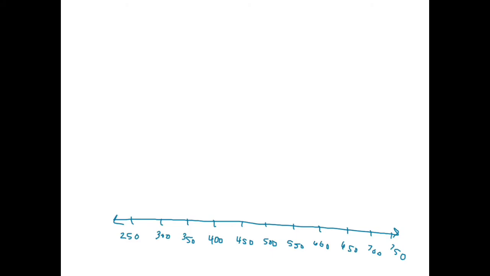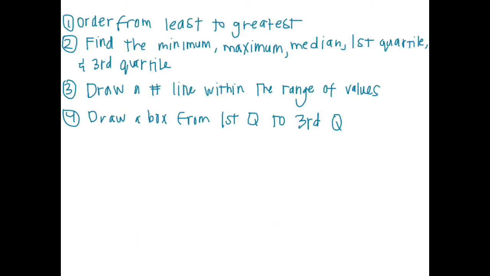Now that I have my number line, I'm going to draw a box plot with the first quartile to the third quartile. So I abbreviated a little bit here. It said draw a box from first Q or first quartile to third Q or third quartile.